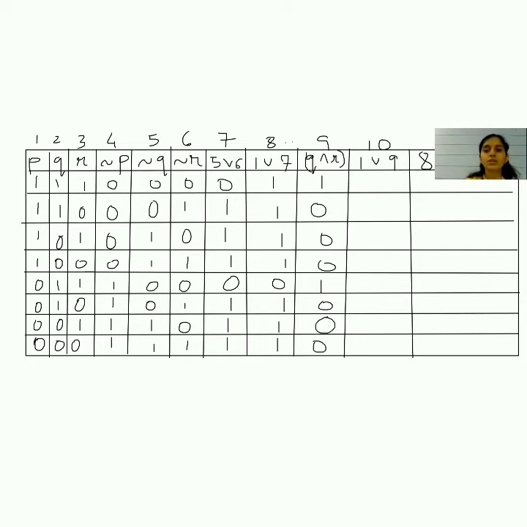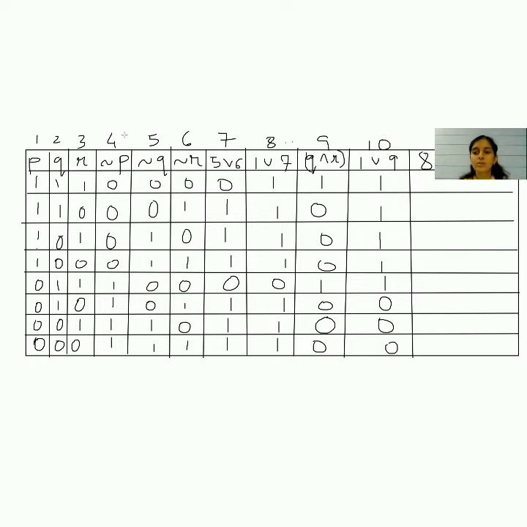Okay. Then the 10th column is 1 or 9. That is the first column or the ninth column. So we have to do OR. So 1 or 1 is 1, 1 or 0, 1, 1 or 0, 1, 1 or 0 again 1, 0 or 1, 1, 0, 0, 0 or 0, 0, 0 or 0, 0.